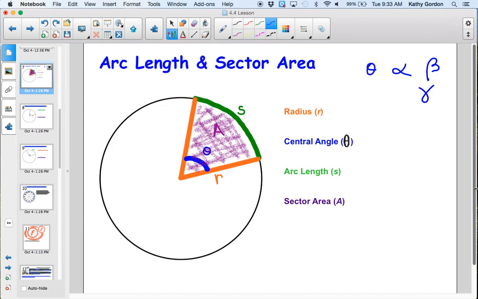Okay? So it's like an upside down awareness ribbon. Alright, so if you see any of those, just know they're Greek letters and they're just variables representing unknown angles, just like any other variable would be. Okay?